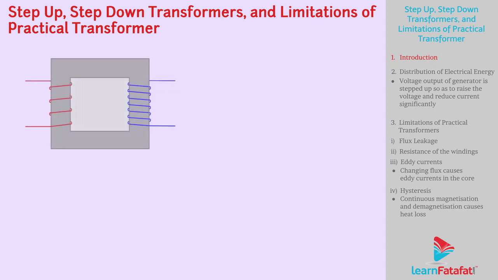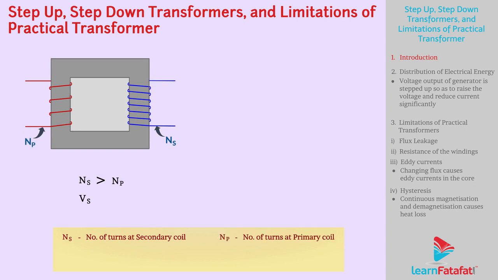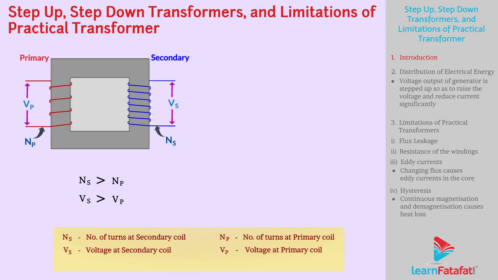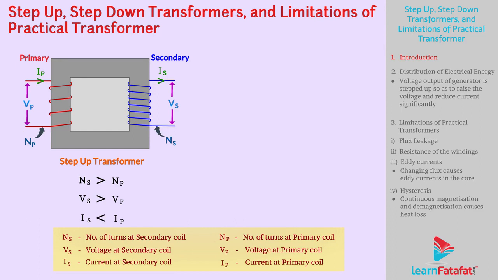Suppose for a transformer, Ns is greater than Np, then it means Vs is greater than Vp, that is, voltage output at secondary is greater than primary. Such transformers are called step-up transformers. For these transformers, secondary current is less than primary, that is, Is is less than Ip.